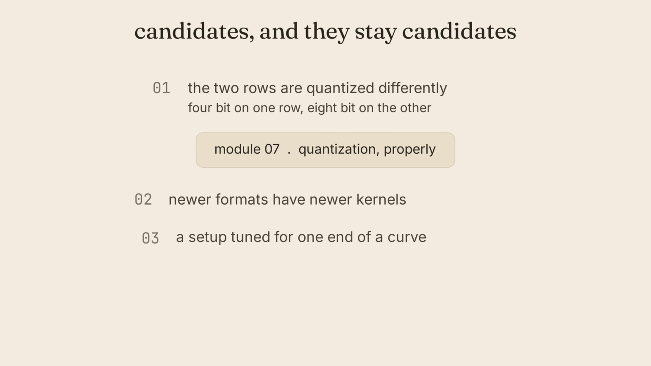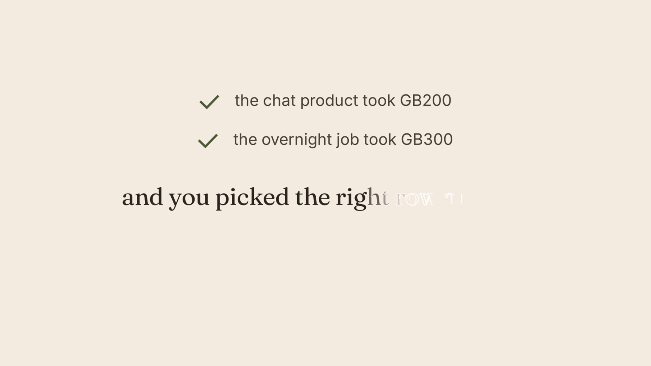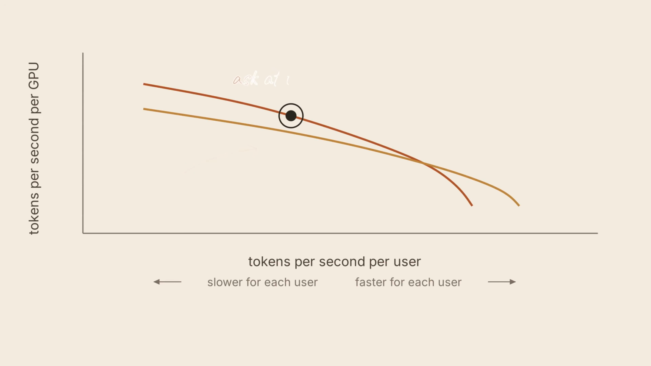Newer formats have newer kernels, and a setup tuned for the throughput end of a curve isn't tuned for the other end. So which one is it? Any of those, honestly. And it could also be noise in how I read the chart. But you still pick the right row anyway. So ask which one is faster at the point where you actually operate.